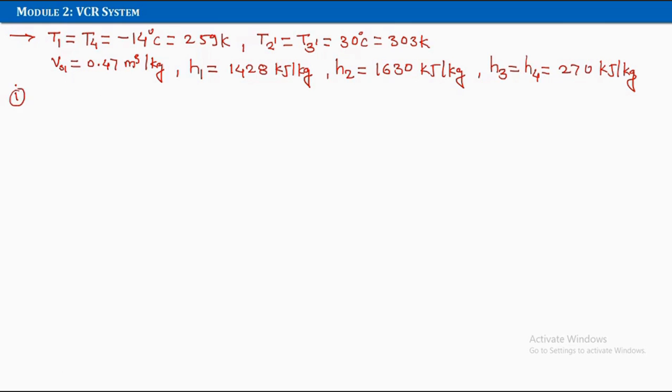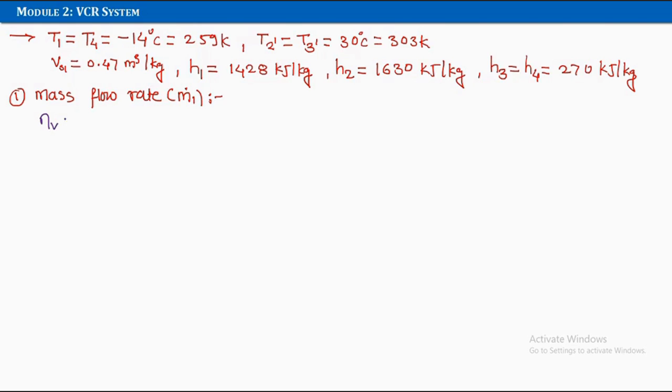First of all, we have to find out the mass flow rate. I will indicate that as m.1, mass flow rate at the entry of compressor. Okay, so how to find that out? What value do we have? In the problem we are given the volumetric efficiency. So what is that volumetric efficiency? How can we write that?